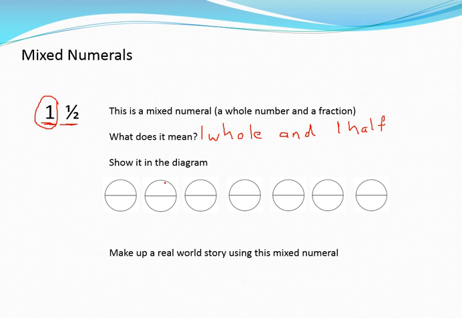On a diagram, again, we can colour in 1 of something. That's the whole. We'll colour the whole in. Done. And we'll colour in 1 half. So there we can see there's 1 and a half. So that's our mixed numeral, 1 whole and 1 half. So we've got 1, we don't have 2, we have somewhere between 1 and 2. We have 1 and a half.